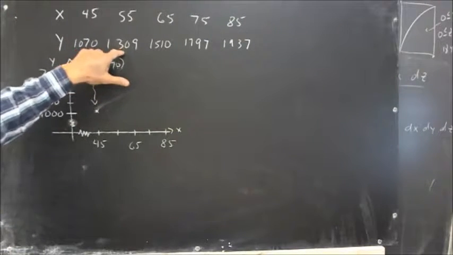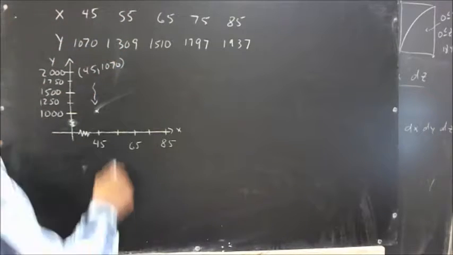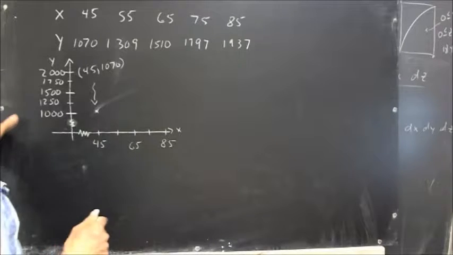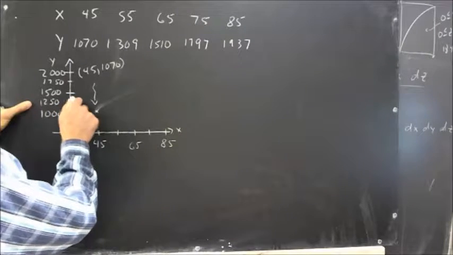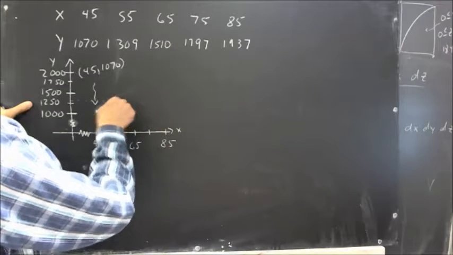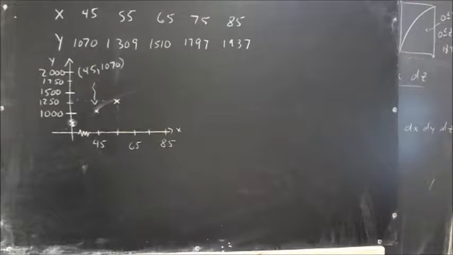Okay, the second data point is 55, 1309. Here's 55, halfway between 45 and 65. And 1309 is going to be a little more than 1250, so maybe about here. We come over here, we come up here, and we get a point that looks something like this.